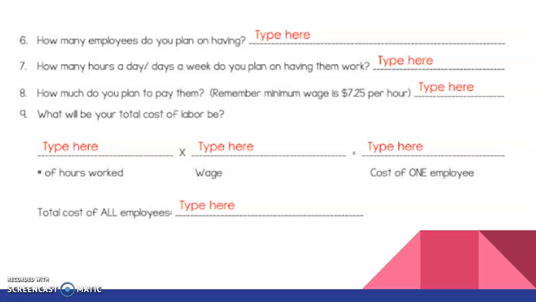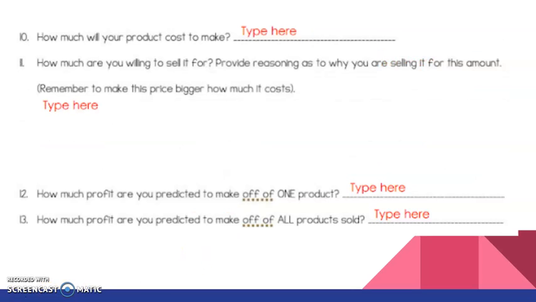For number 9, your total cost of labor, so you're doing the number of hours you want them working and how much you're planning on paying them, so you can figure out the cost of one employee. To get from the cost of one employee to the total cost for all employees, you're going to take that cost of one and just multiply it by however many employees you plan to have working. So we've gone through materials, we've gone through advertisements, we've done employment.